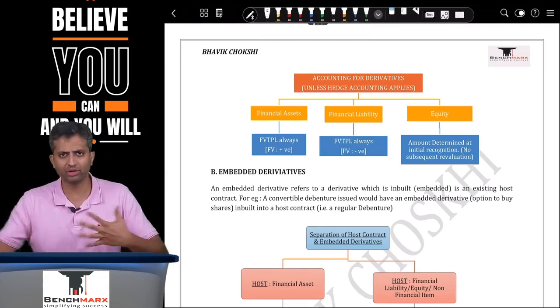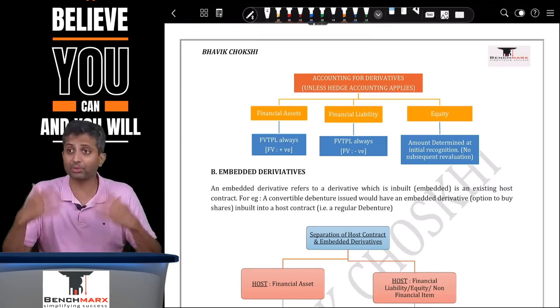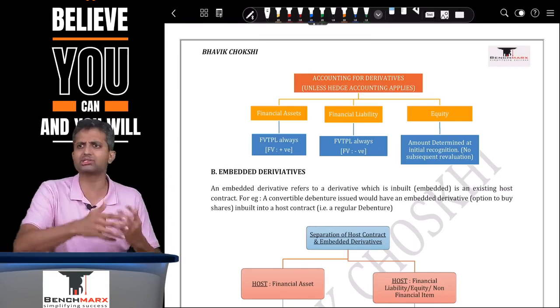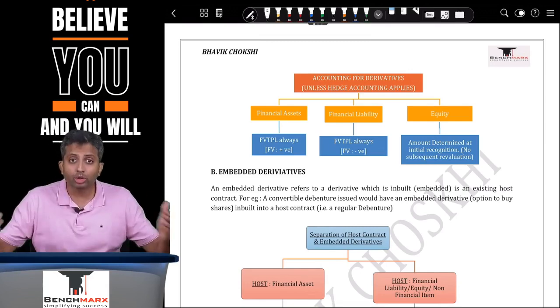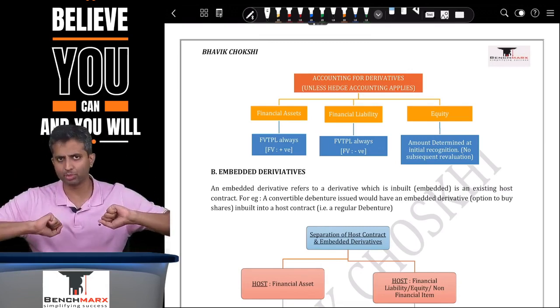Like the option to convert, the economic characteristics are driven by the share price of the entity, the performance of the entity, whereas the bond is driven by the market rate of interest. They are not closely related, and as a result you separate the equity component and the liability component.